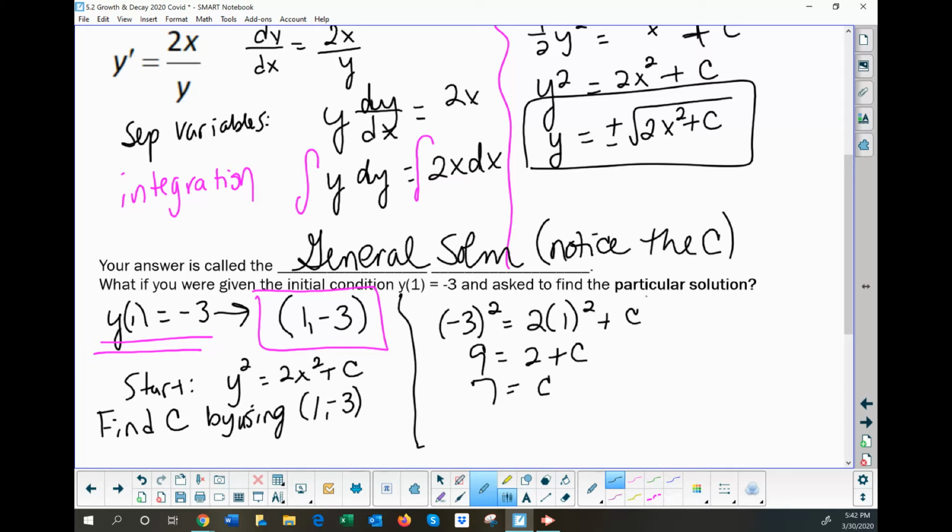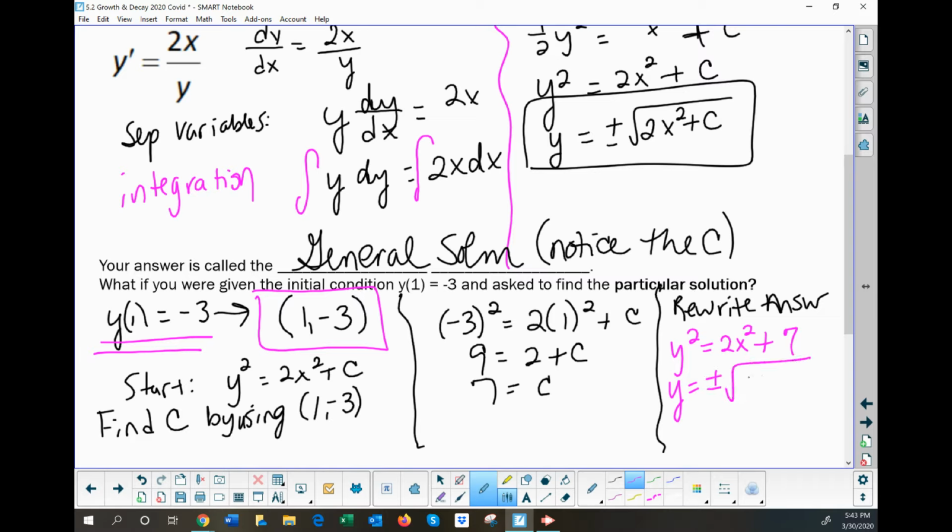And now I'm going to rewrite my equation. Remember doing these? That rewrite is going to look like y squared equals 2x squared plus 7. I replaced c. Now I want to solve for y. y equals plus or minus the square root of 2x squared plus 7.